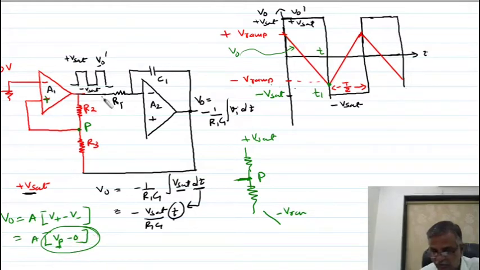If this is negative, the output of this A1 will be changed. Output of A1 will change from plus Vsat to minus Vsat. Immediately my output of this A1 will be changed from plus Vsat to minus Vsat. If you want to understand very clearly, then let me show it like this.